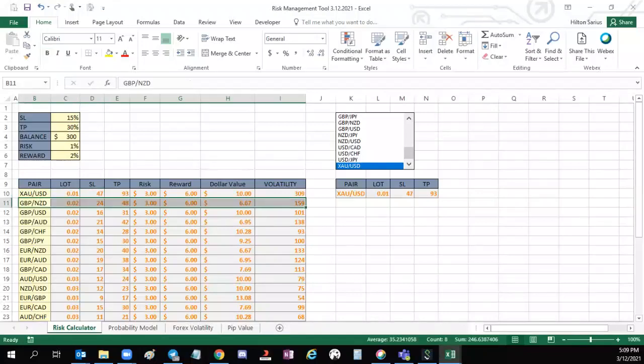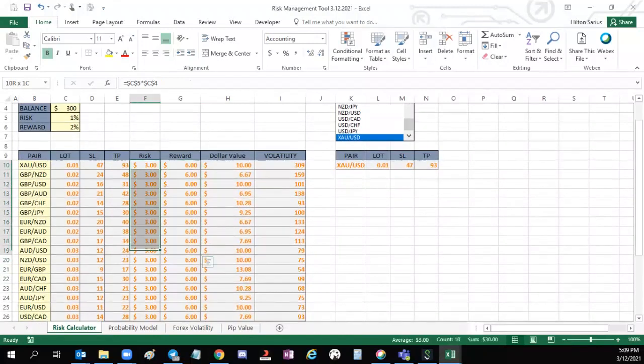GBP/NZD, 0.02 would be your lot size when you're trading it. The reason we're changing the lot sizes is because we want to maintain a standard risk as we're trading different pairs. We do not want your loss to be major when you're trading gold, and then when you're trading a smaller pair, your loss not be as big. We want to maintain it at an equal level, so the risk and the reward will always be the same. In this case, the risk would always be $3 and the reward would always be $6.